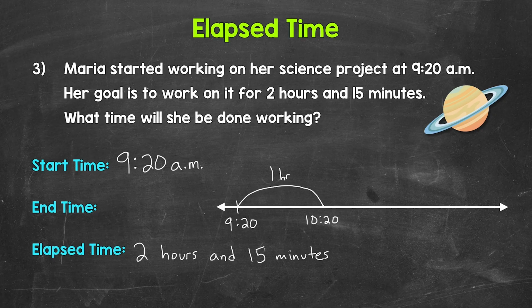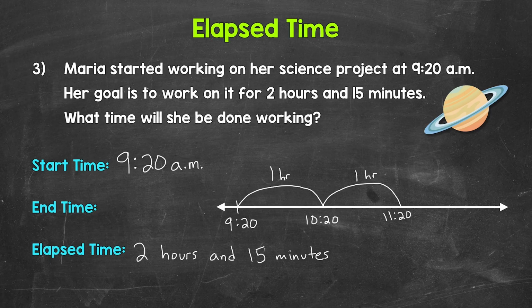We need 2 hours in total here, so let's make another 1 hour jump. That brings us to 11:20. And those are our hours. We jumped 2 hours from 9:20, and we used two 1 hour jumps to do that. Now let's focus on the minutes. We need 15 minutes in total here. And just like we talked about with other elapsed time problems, there are different ways to think through these. I'm going to use 5-minute jumps here.